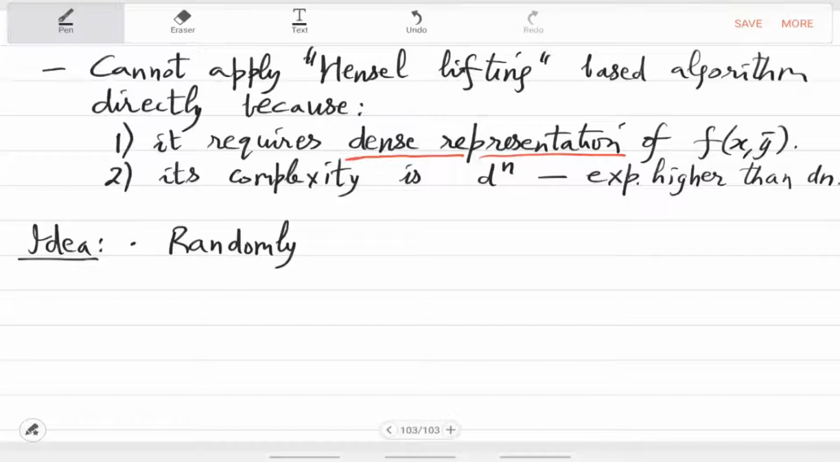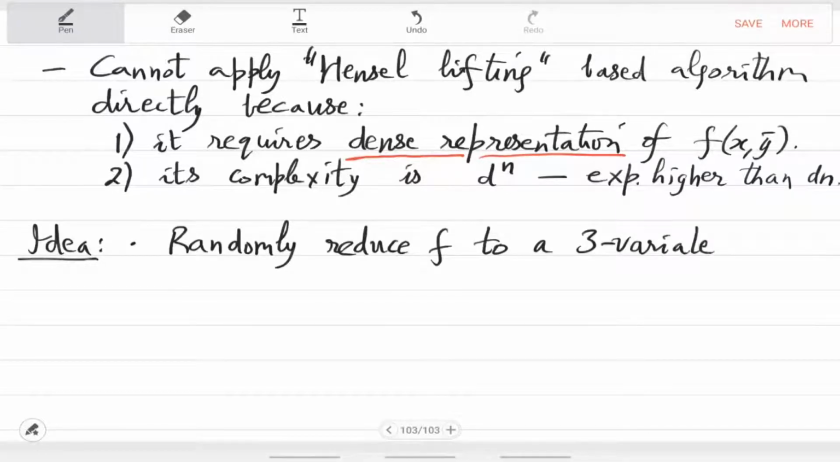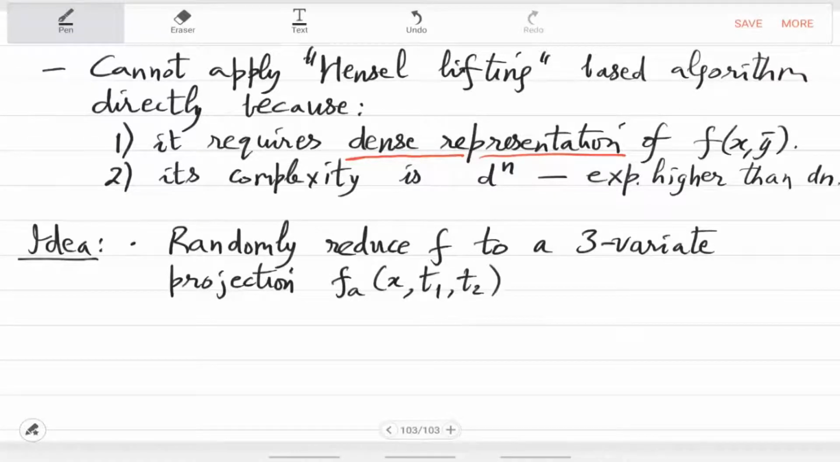So randomly reduce F to a 3-variate projection F sub A of x, T1, T2. So the x we are saying we are not changing, but y1 to yn we are changing to bivariate. The projection will be quite simple. We are replacing each yi by just a linear function in T1, T2.